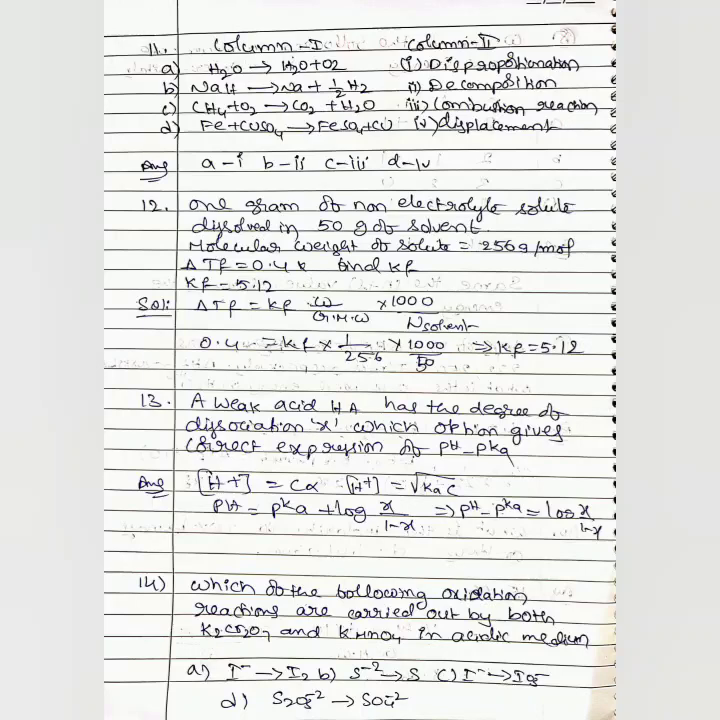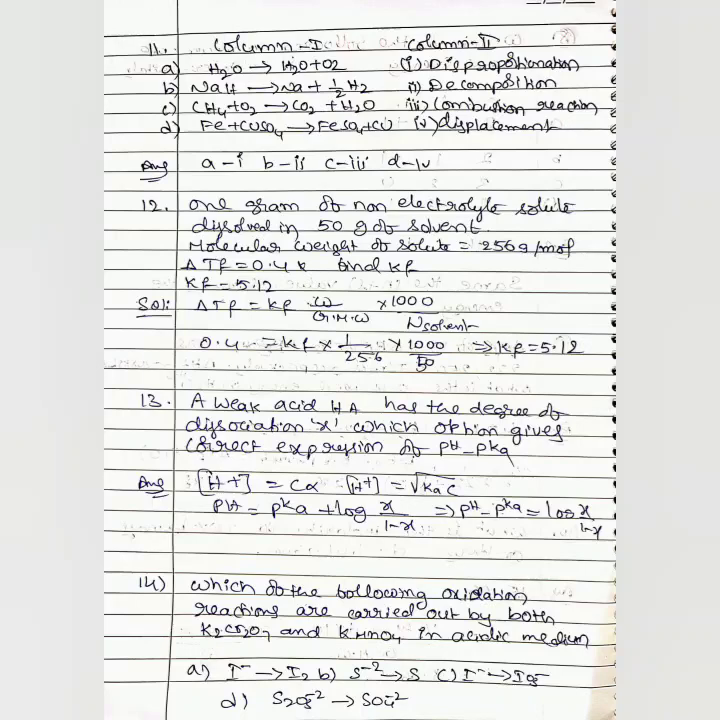Check the solution once. Next one, a weak acid HA has the degree of dissociation X. Which option gives the correct expression for pH minus pKa they are asking for. And here the H plus ion concentration you will get by square root of Ka into C, or H plus ion concentration is equal to C into alpha. If the degree of dissociation is X, you can get the expression as pH minus pKa is equal to log X by 1 minus X.